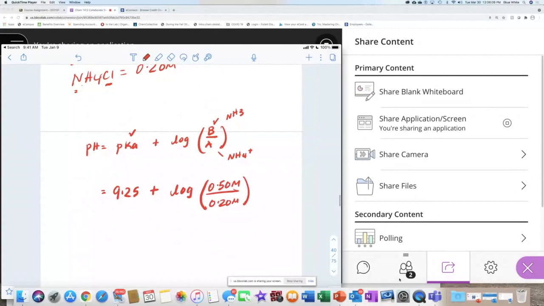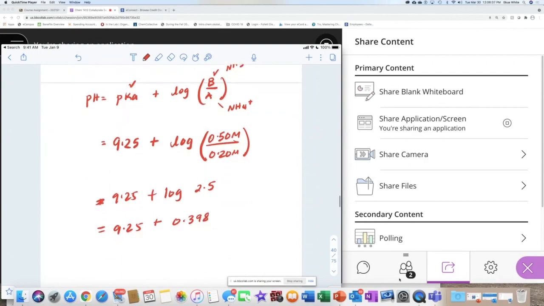Okay, let's do this. 0.50 divided by 0.20, and I get plus log of 2.5, 9.25 plus. Okay, 2.5, let me get this in my calculator, log. Okay, so here, 9.25 plus 0.398. And so when I add these two, I am getting 9.64. Okay.